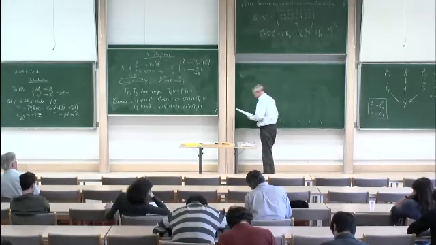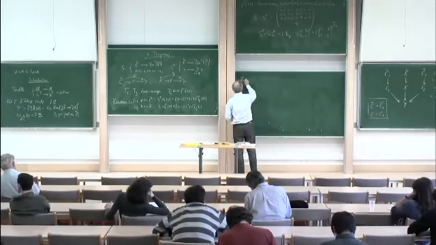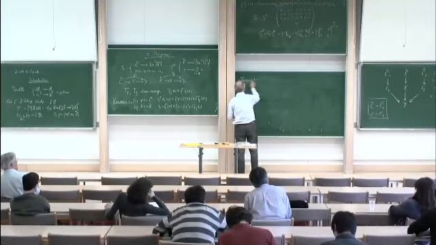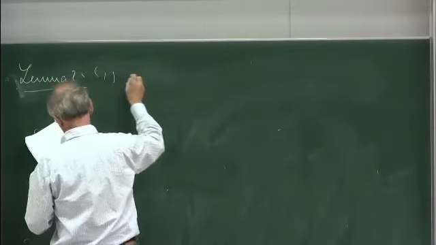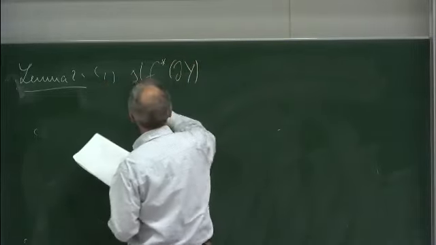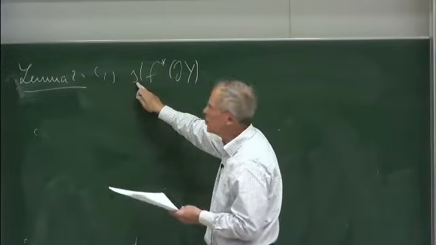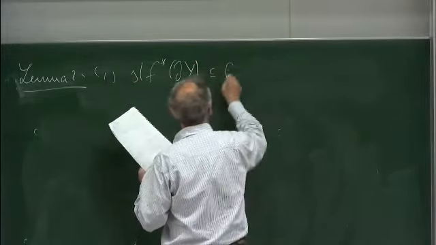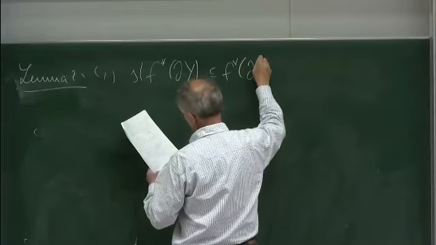Lemma 2. The first step is that S of F upper star of Jy. Recall that S is the endomorphism of the Jacobian, is contained in F upper star of Jy.